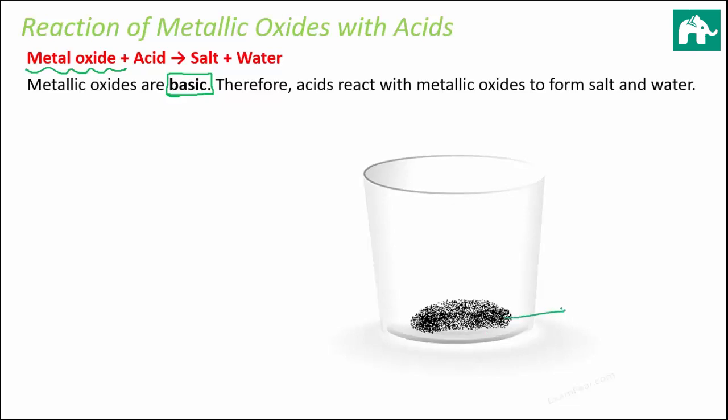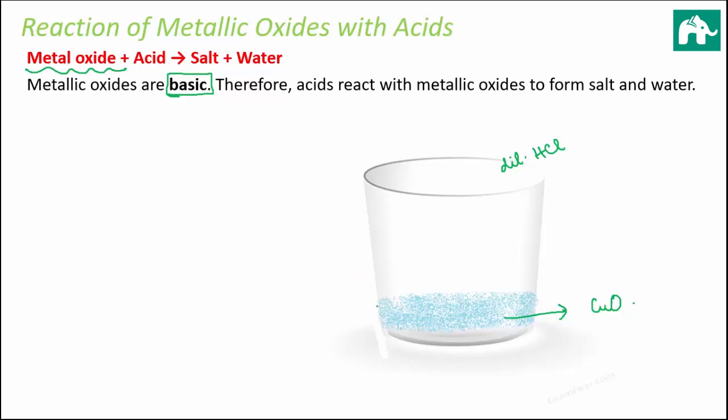Okay, so the black color thing that we have inside the beaker is copper oxide, so oxide of copper. Now what we do, we add dilute HCl. So dilute HCl is added to it, and as a result, what do we see? We see that the solution turns blue in color. So this blue solution is due to the formation of copper chloride, that is CuCl2. So this is a result of this reaction.